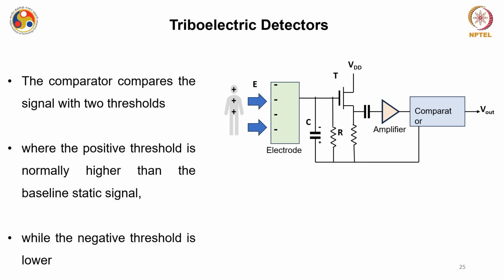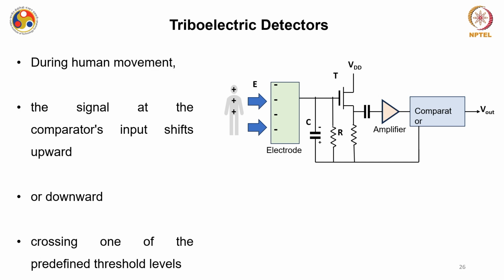The comparator compares the signal with two predefined thresholds. The positive threshold is normally higher than the baseline static signal, while the negative threshold is lower than the baseline signal. During human movement, the signal at the comparator's input shifts upward or downward depending on the person's movement. This electric field is increasing or decreasing based on whether the person is moving in this direction or this direction.